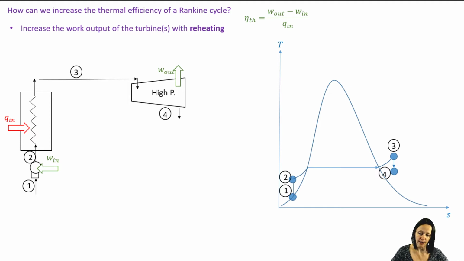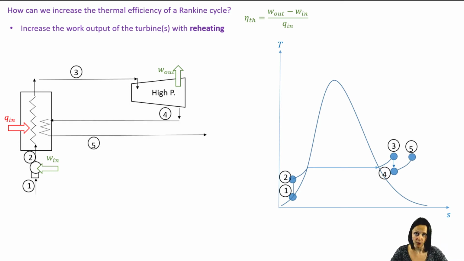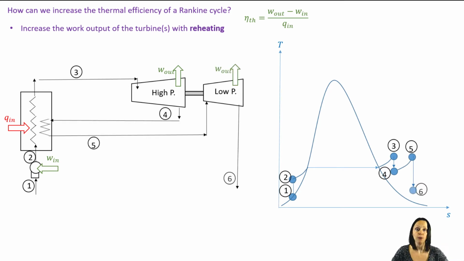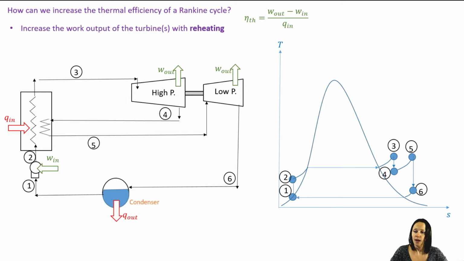Then you have an expansion within a high pressure turbine to state 4. On a TS diagram, you see it goes straight down, but it doesn't go all the way down to the pressure at the inlet of the pump, state 1. So from 3 to 4, we partially expand it, then we take another pass through that steam generator, we reheat it, and then we fully expand it in the low pressure turbine so that P6 and P1 are exactly the same, and we go through a constant pressure heat rejection process in a condenser.